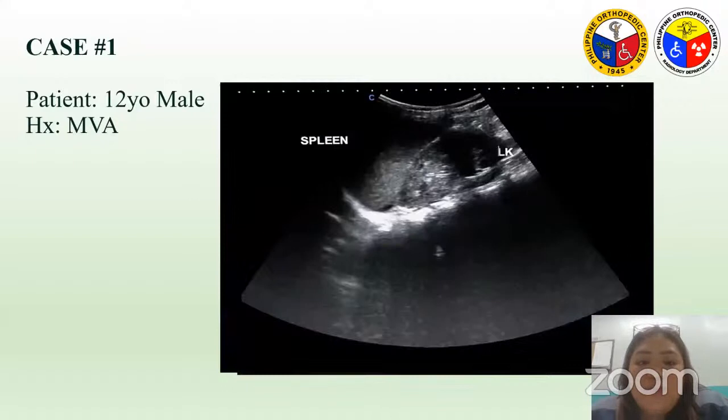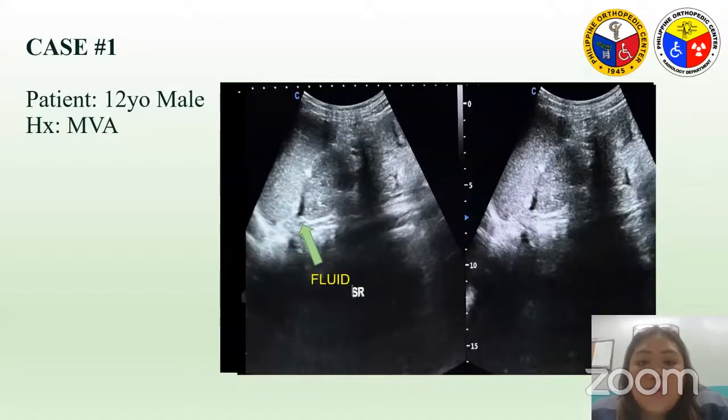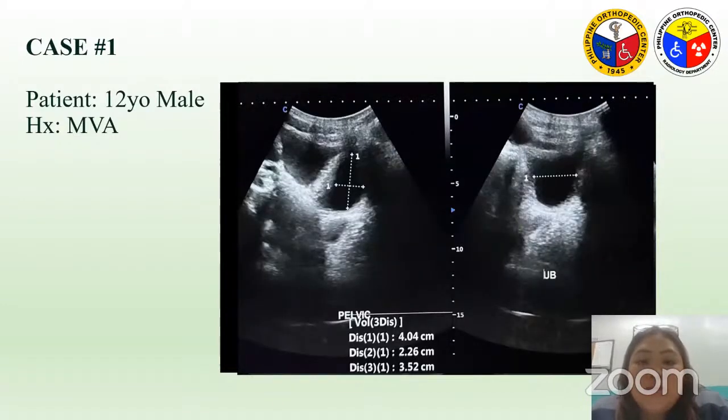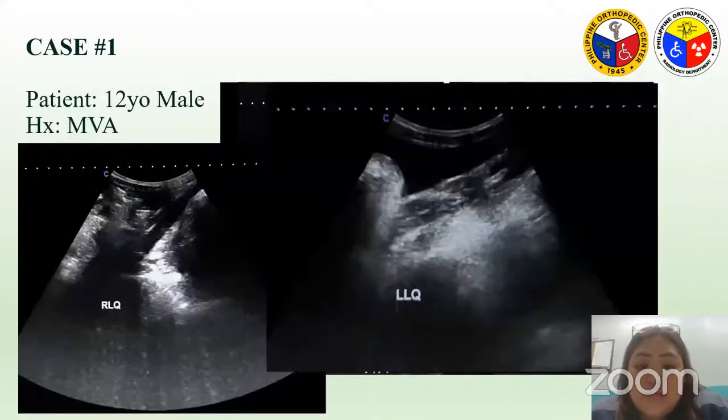Next is the image of the spleen and the left kidney. The green arrow shows minimal fluid between the spleen and the left kidney. This scan represents a positive splenorenal scan. This image represents the suprapubic area. As you can see, there's free fluid beside the urinary bladder. Again, this is a positive scan of the suprapubic or pelvic area. We also took ultrasound images of the right and left lower quadrants, and free fluid is seen in this area. The radiologist's advice is to go for a CT scan for better evaluation.